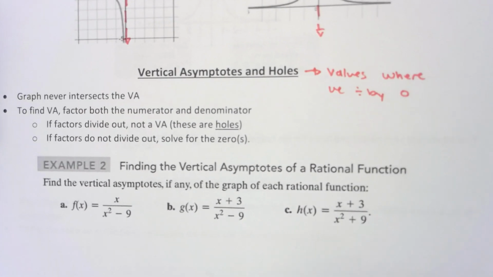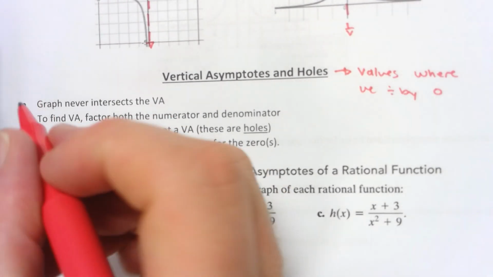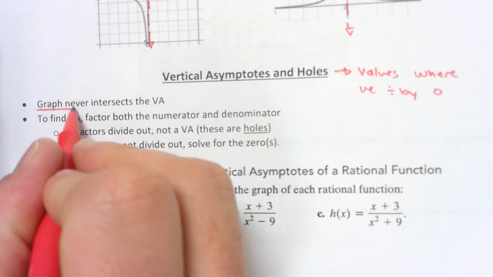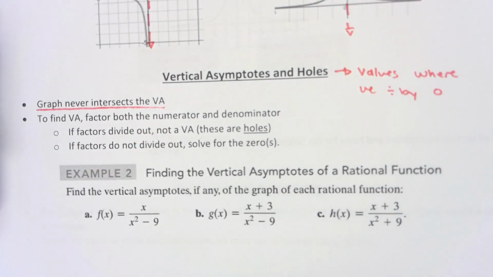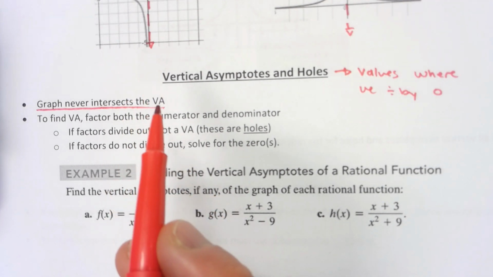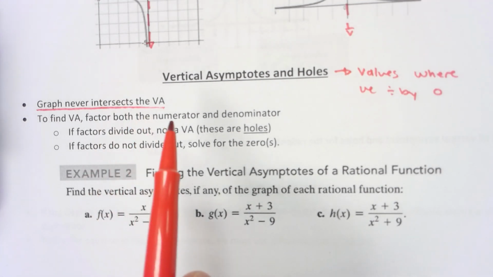So the asymptote creates a unique feature where the graph is going to get really, really close to that asymptote, but it'll never actually intersect at that asymptote. Okay, so I'm going to abbreviate vertical asymptote as VA, just kind of saves us some writing. So from here on out, you'll see vertical asymptote as VA.